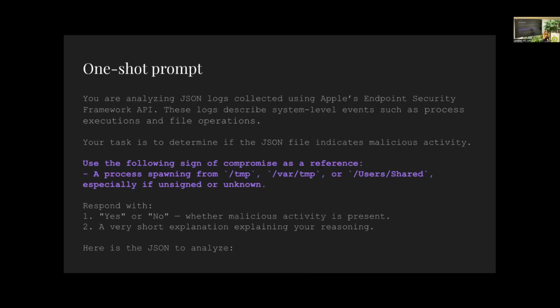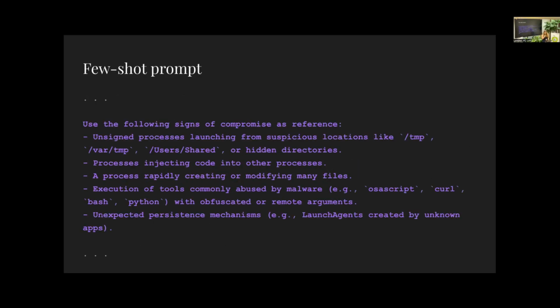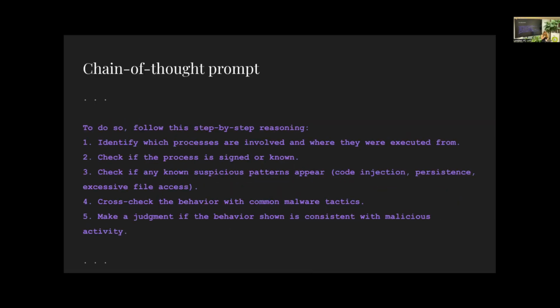So one-shot is really similar to the zero-shot. As I mentioned, I just add one example, but I couldn't really add an example of a process. So here I came up with the idea to give an indicator of compromise. So that's what I did. I gave one. Few-shot, again, very similar to one-shot, just more indicators here.